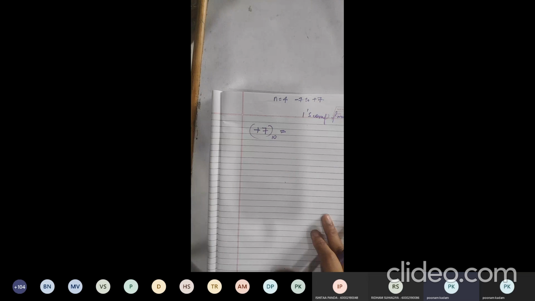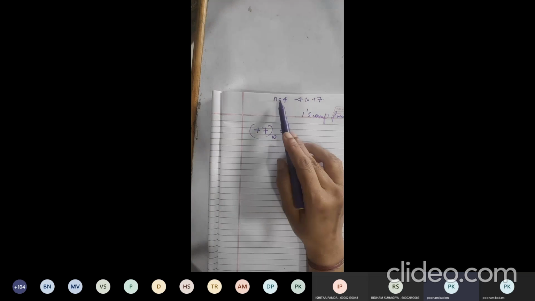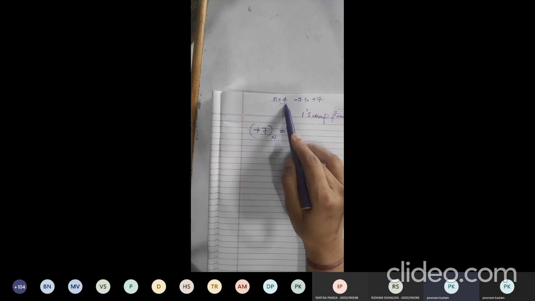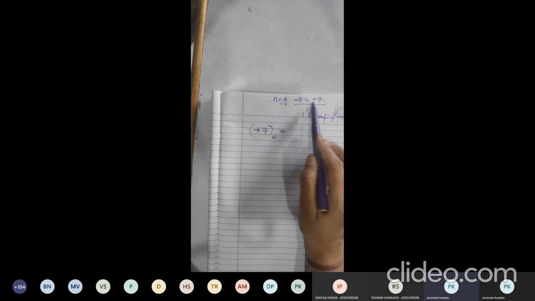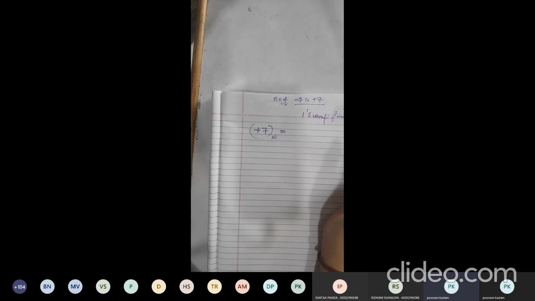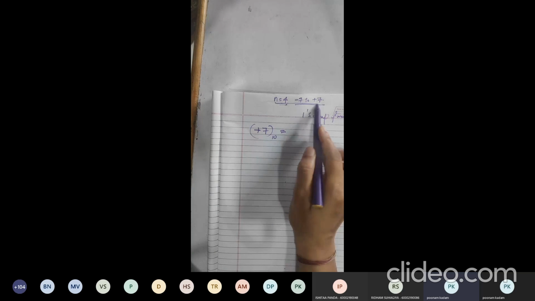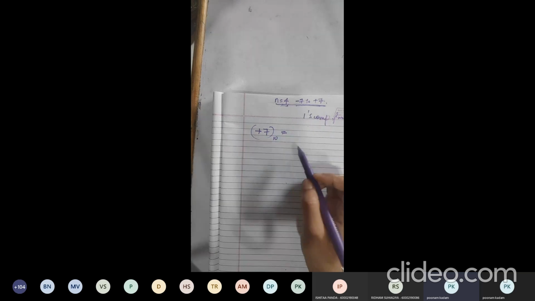So plus 7 in one's complement form, how will you write? We know that we require at least 4 bits to represent plus 7, right? With 4 bits, you can represent decimal numbers from minus 7 to plus 7. The same thing is for ones complement also. This is the range. I will come to it later on. So you require 4 bits actually.